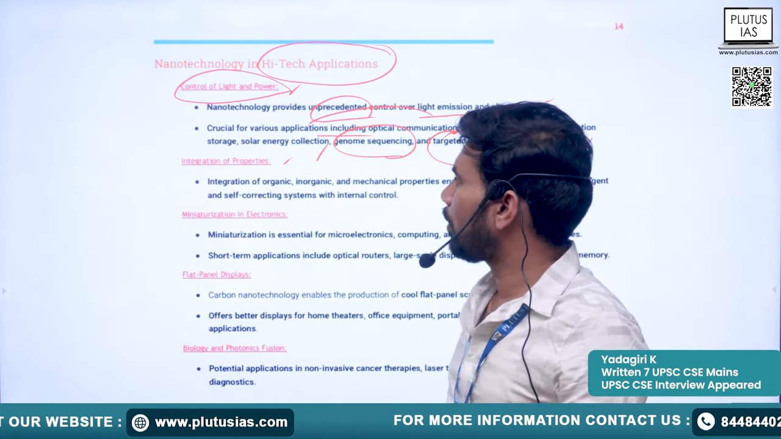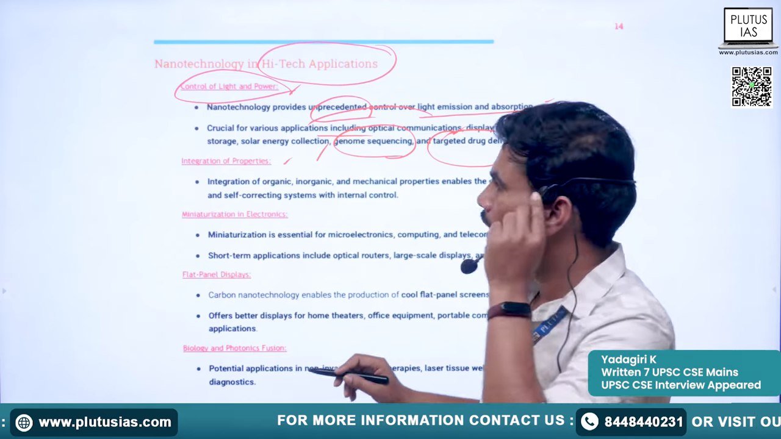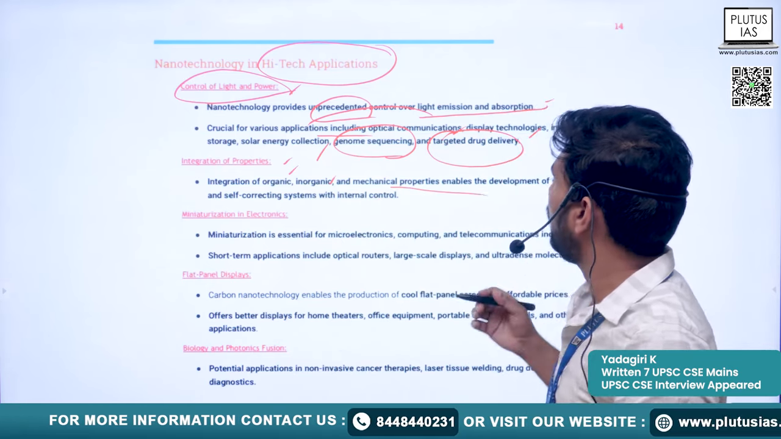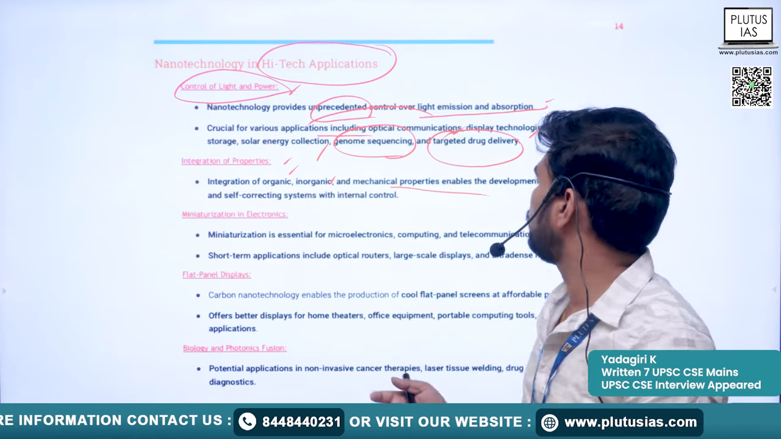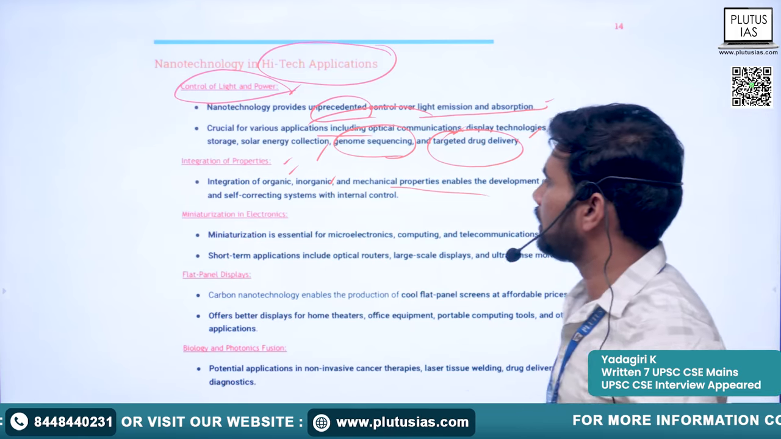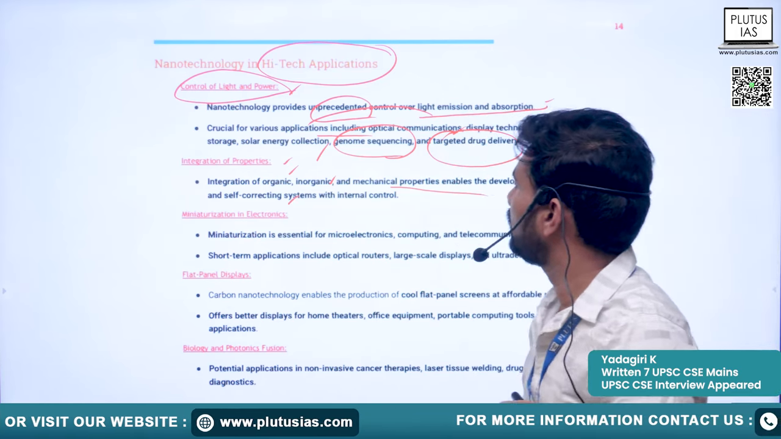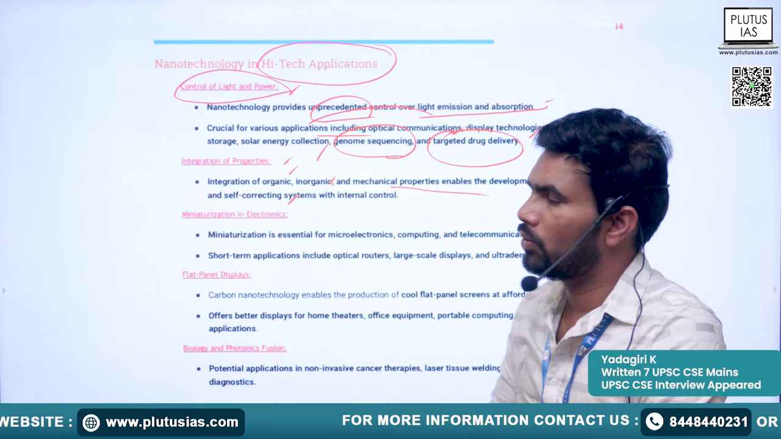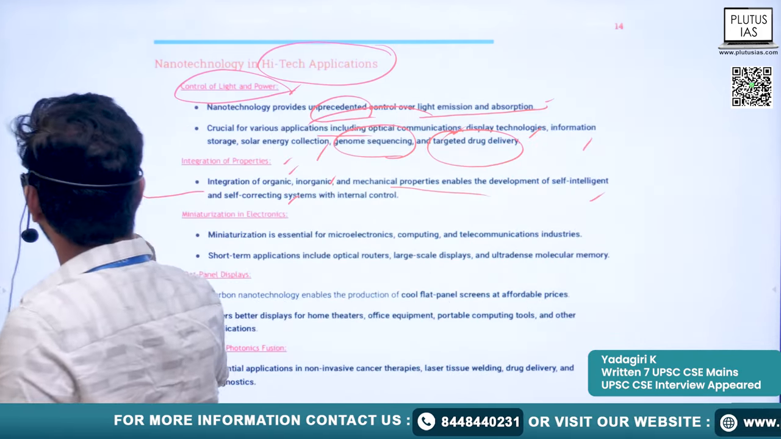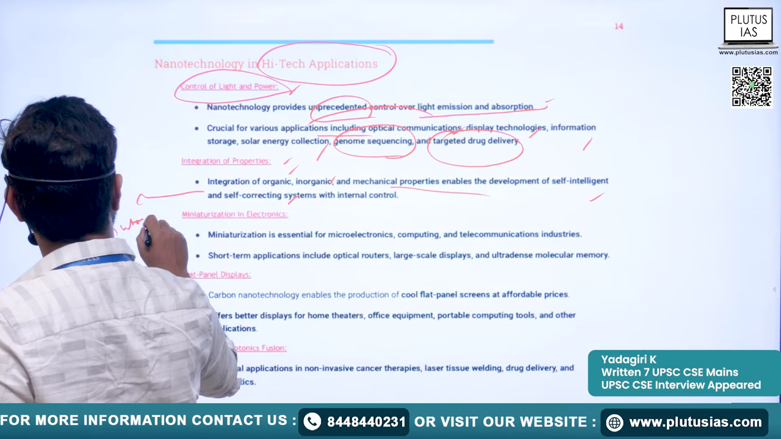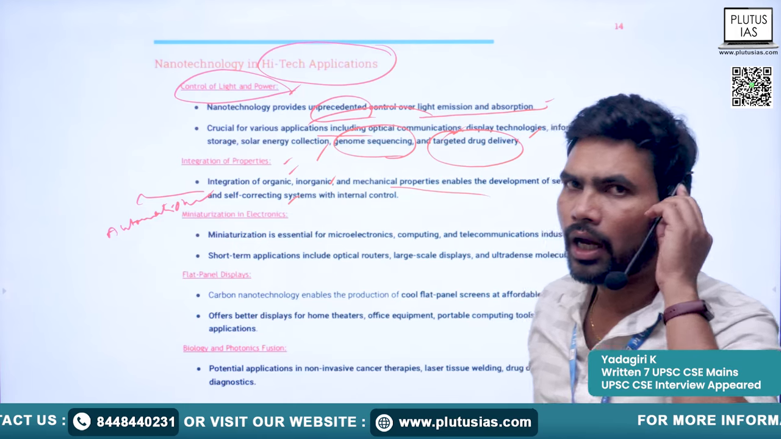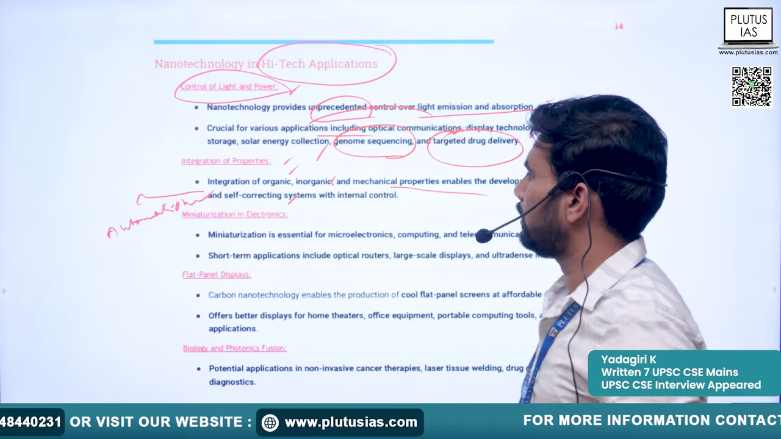Similarly, integration of properties. Through nanotechnology, integration of organic, inorganic, and mechanical properties is possible, and this enables the development of self-intelligent and self-correcting systems with internal control. Through this we can achieve automation. This is very important when it comes to high-tech equipment, right?